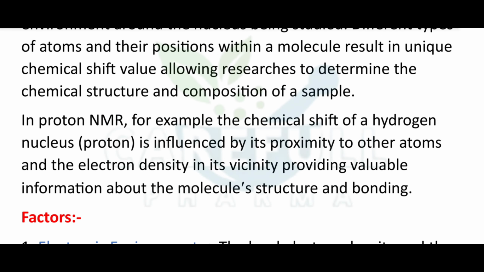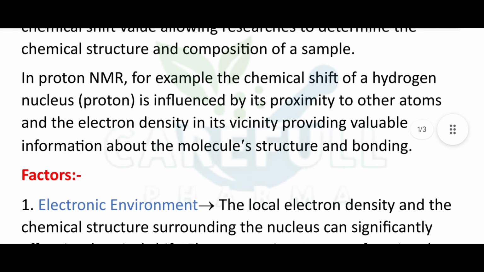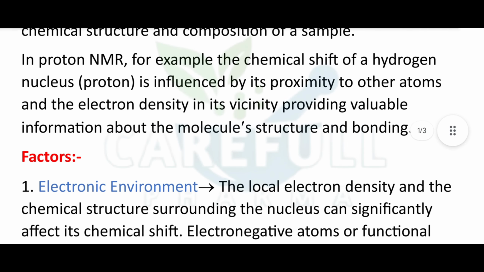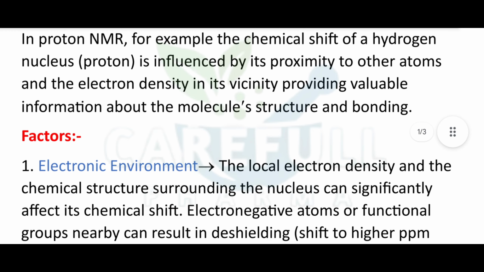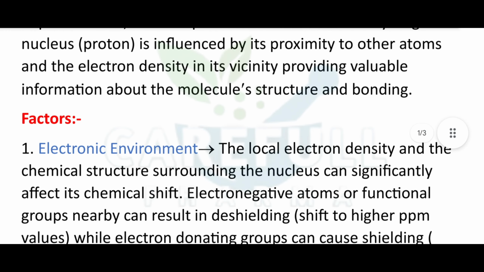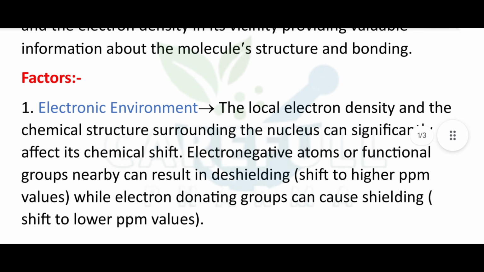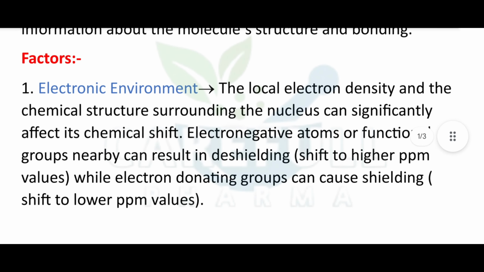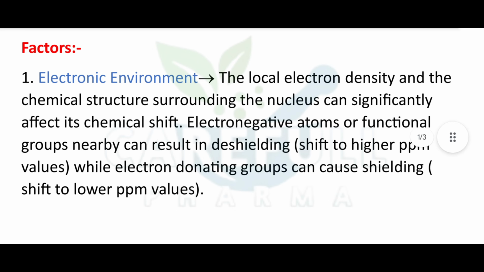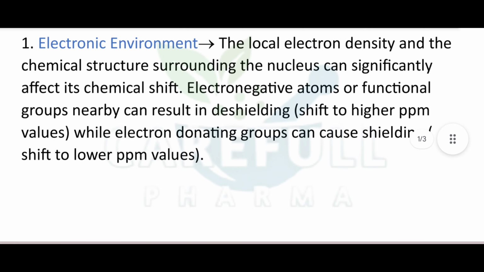Factors: 1. Electronic environment. The local electron density and the chemical structure surrounding the nucleus can significantly affect its chemical shift. Electronegative atoms or functional groups nearby can result in deshielding, a shift to higher ppm values, while electron-donating groups can cause shielding, a shift to lower ppm values.